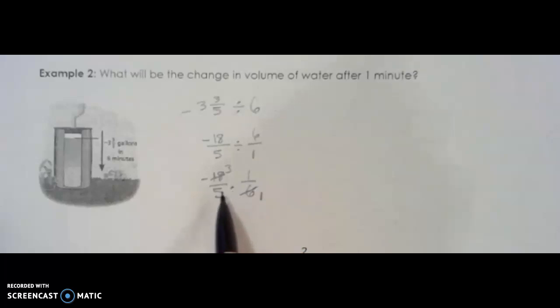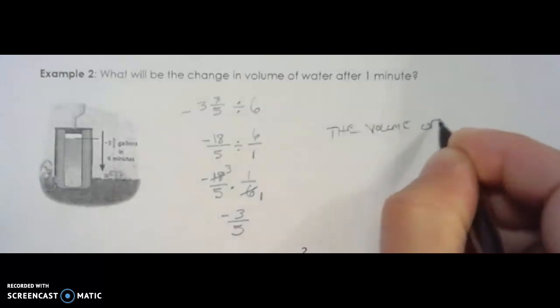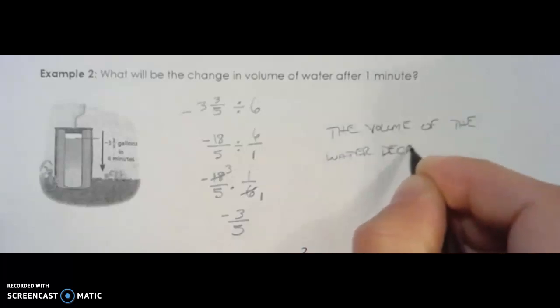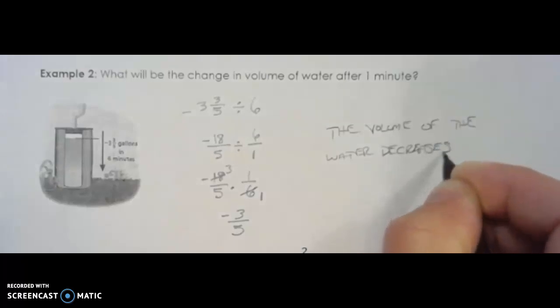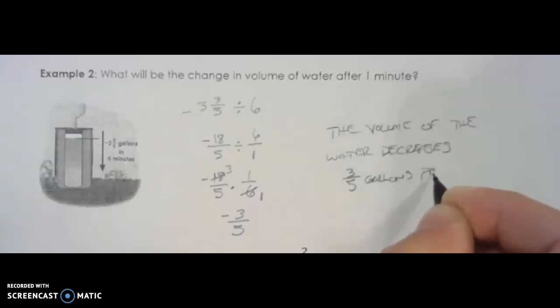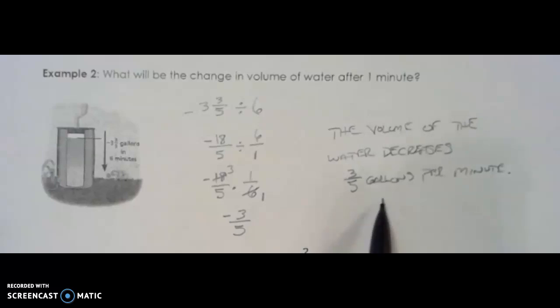When I do that, I'm going to end up with negative 3/5. A negative times a positive is negative. 3 times 1 is 3, 5 times 1 is 5, negative 3/5. So I can say the volume of the water decreases 3/5 gallons per minute. Again, since it was represented by a negative number, that means it's going to be decreasing 3/5 gallons per minute.